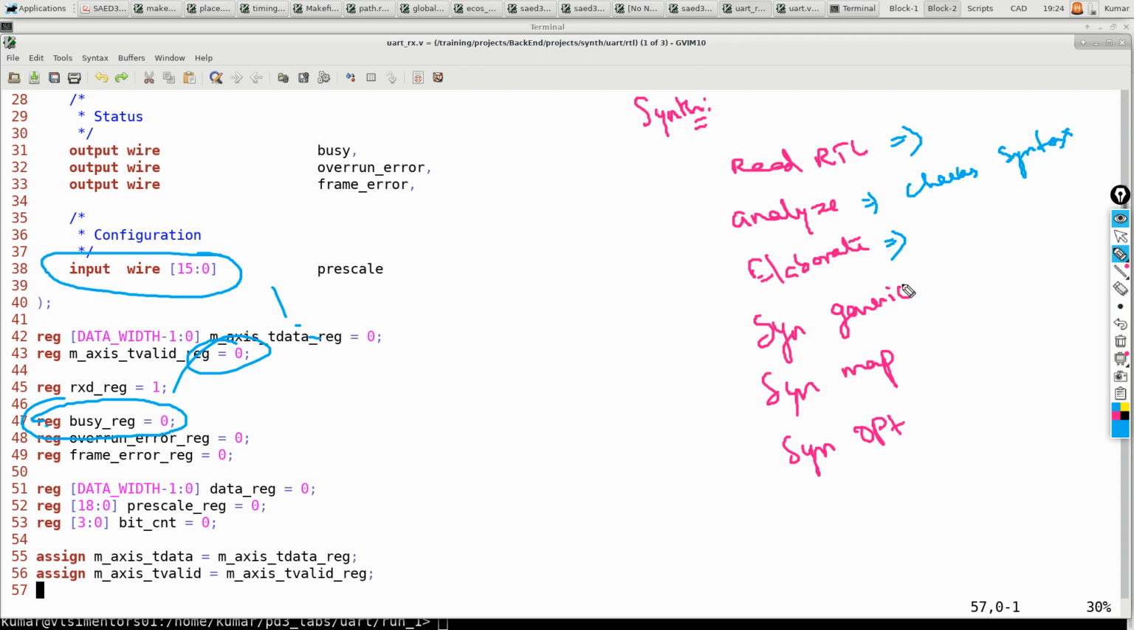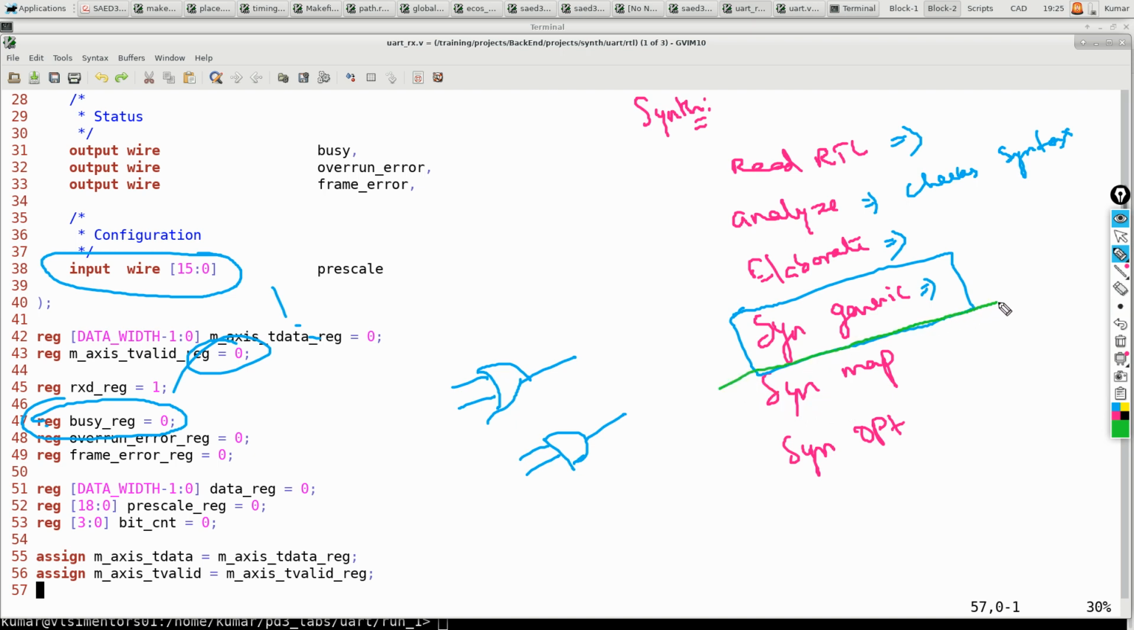Then your design, this code, is converted into simple OR gates and AND gates. This is without any library. Generic synthesis is a general form of gates. It does not look at what standard cells are available in your library. Standard cells come into the picture only after this part.